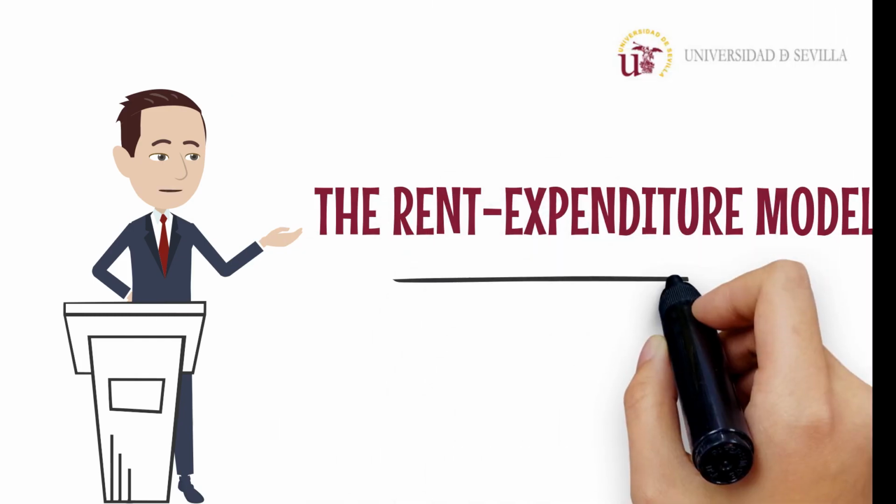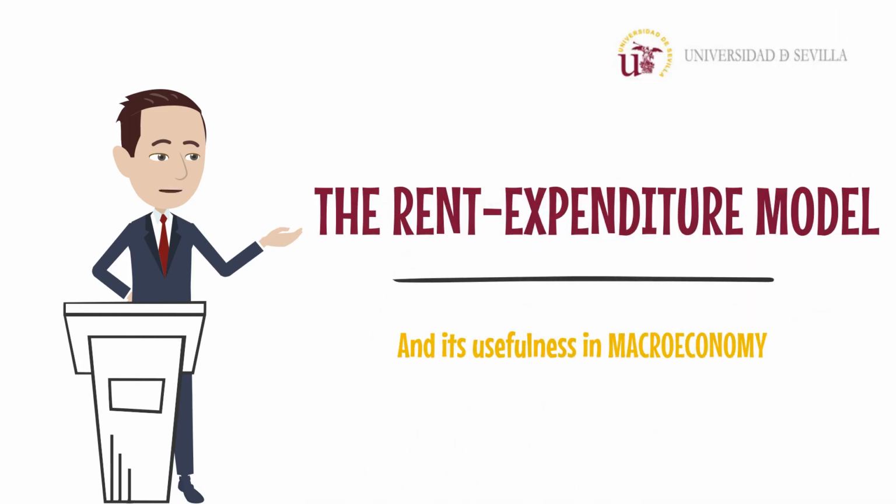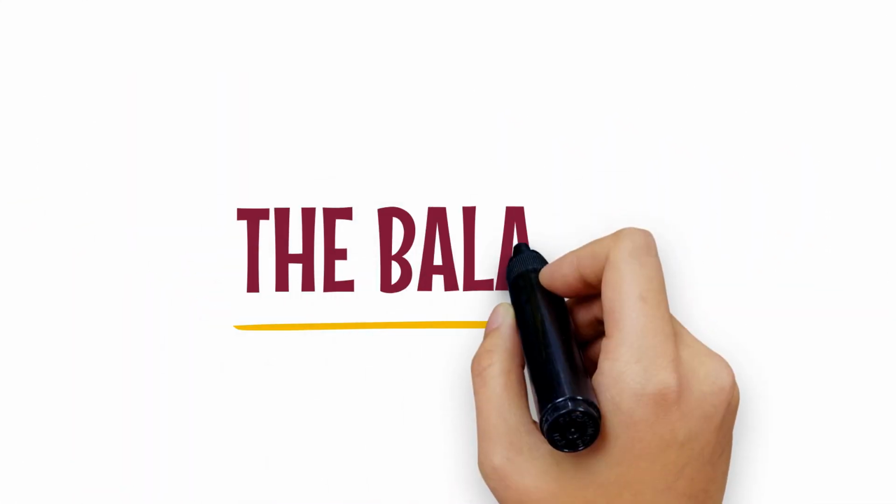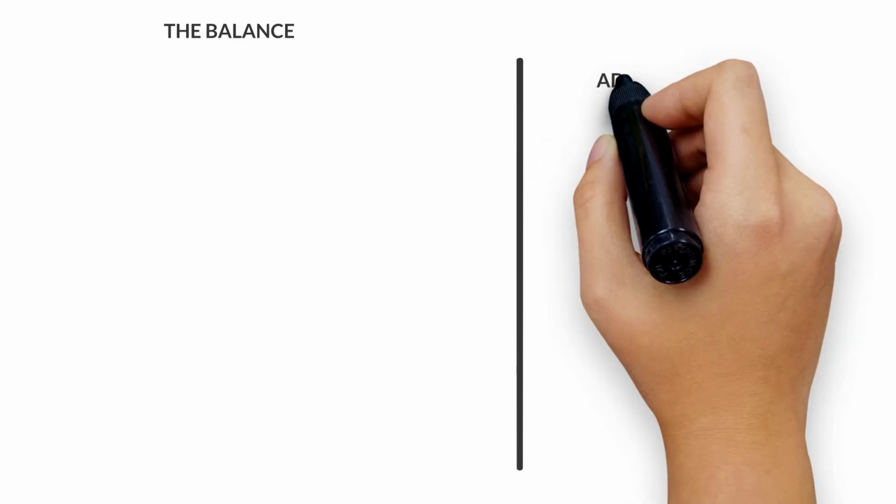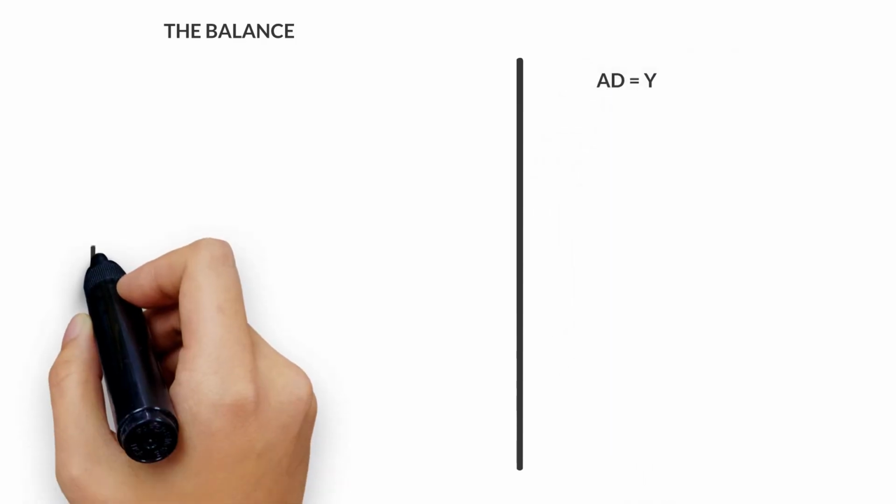The Income-Expenditure model and its usefulness in macroeconomics. The balance. Equilibrium occurs where aggregate demand equals income.